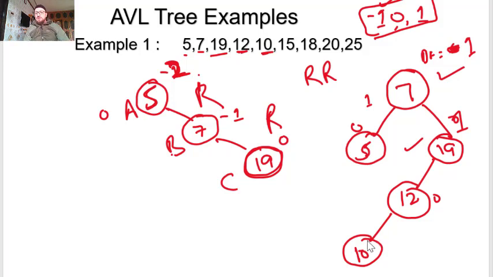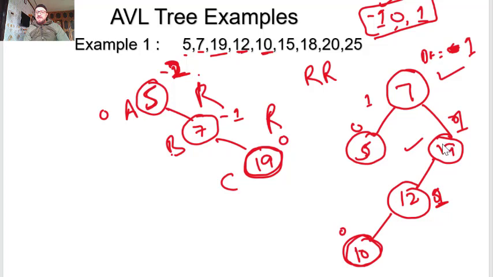Now after inserting 10, you have to check the balance factor. The balance factor of 10 is 0, because left subtree height minus right subtree height is 0, no problem. What about 12? For 12, the left subtree height is 1 and the right subtree height is 0, so 1 minus 0 is 1, no problem.